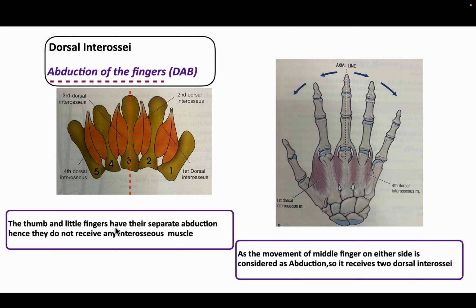The thumb and little finger have their independent abductors. We know them: abductor digiti minimi and abductor pollicis brevis. So they have independent abductors, and they don't receive any interosseous muscle. Is it clear? I think it is clear, because the arrangement of the muscles in such a manner contributes to their action.